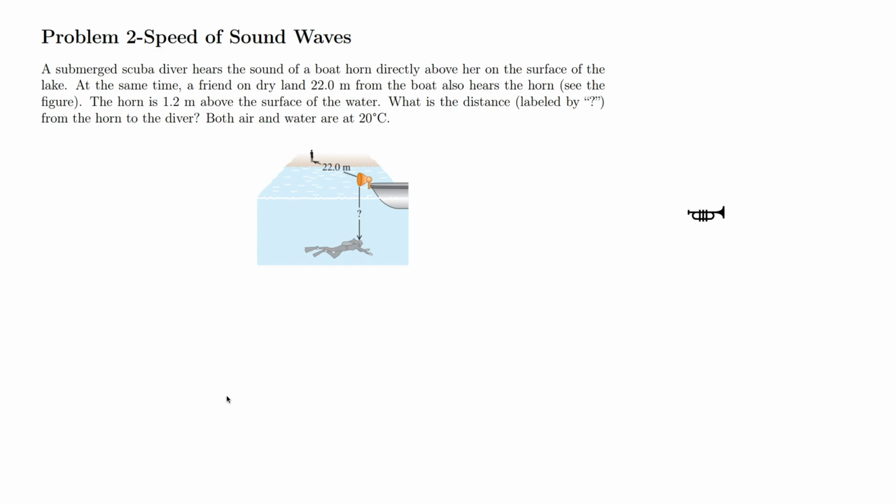Now, to simplify this problem, it would be very helpful if we provide a simple sketch. As you can see here, I have a horn which emits the sound, and that sound has to travel to my distant friend, which is 22 meters away from the horn. And that same sound emitted by the horn has to travel in air to the surface of the water at a distance of 1.2 meters. And that same sound also has to move through a different medium, in this case the water, to reach the scuba diver. And that distance is something that you have to solve for in this problem.